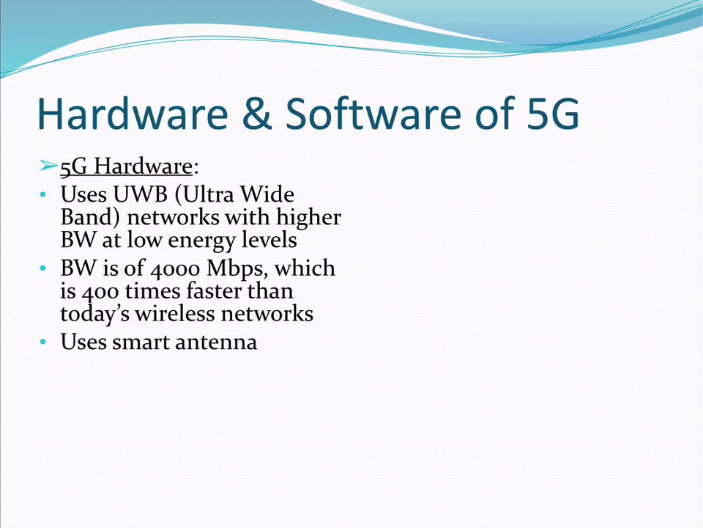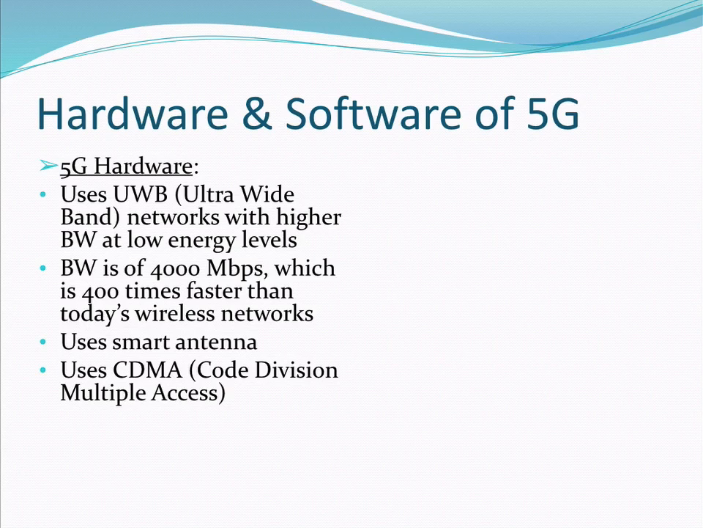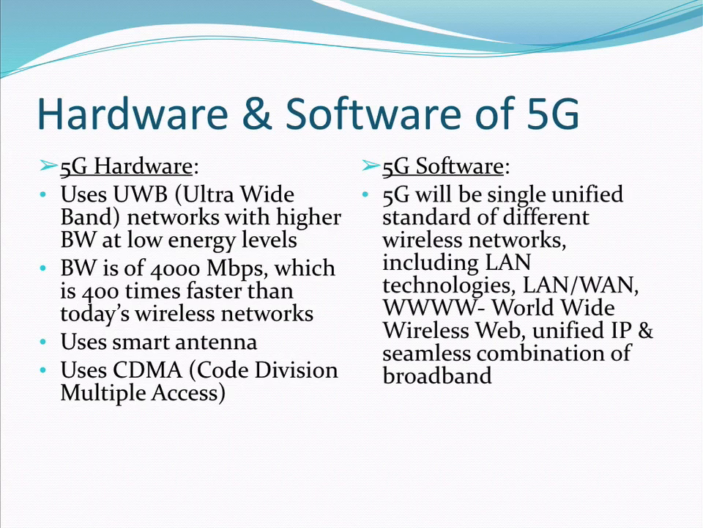And it uses smart antenna, and it uses CDMA. TDMA is time division multiple access, FDMA is frequency division multiple access, and 5G is using CDMA. Why will we use CDMA? Because to get an error free result, there shouldn't be any loss in the data. And we'll now see the 5G software.